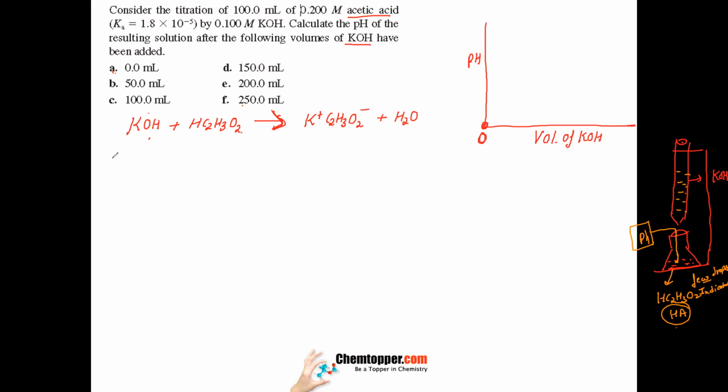Let's start with the A part. Who is going to determine the pH in the A part? Because KOH is 0, who will determine the pH? Only the acid. See, KOH is 0 in the A part. So only the acid determines the pH. There is no change in concentration because you didn't mix any volumes. So you can start with your acid.